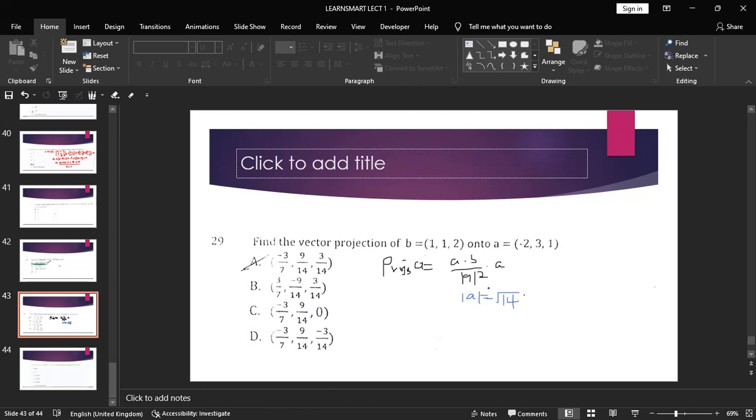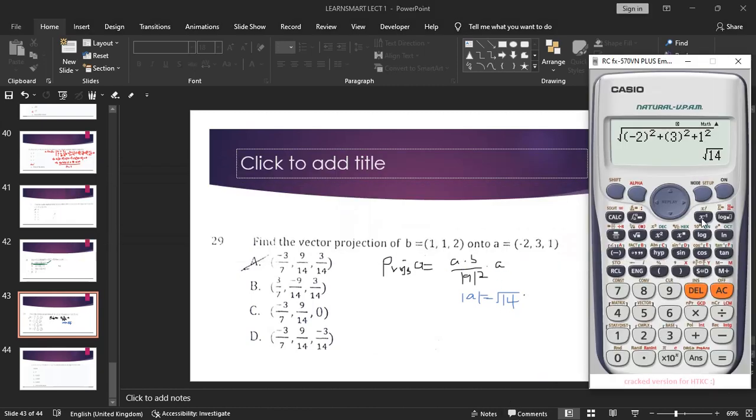Let's proceed. Let's find A dot B. So let's put this in vector mode. 8, and then let's choose our vector A.